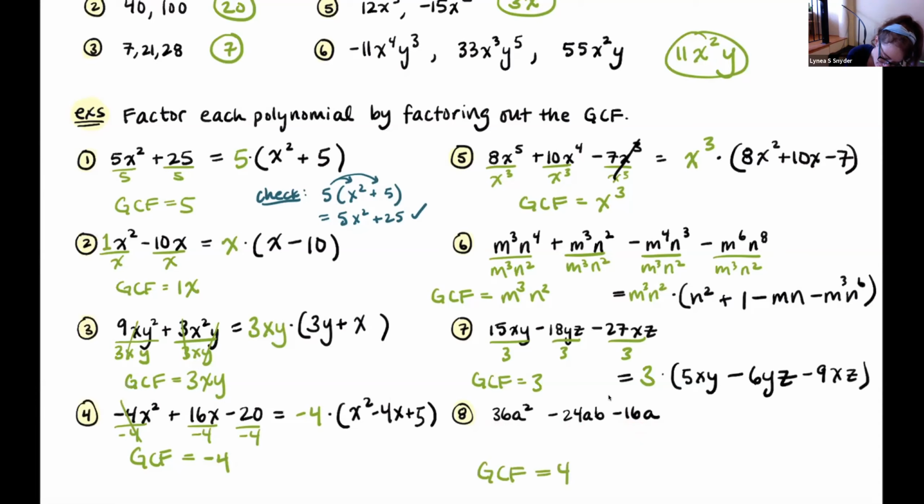Okay, then look at the variables. We've got a squared, a to the 1st, and a to the 1st. So we can take out an a. And then only this term has the b in it, so it's definitely not a common factor. And so it looks like 4a is our greatest common factor for all 3 terms. So let's divide everything by 4a to see what's left.